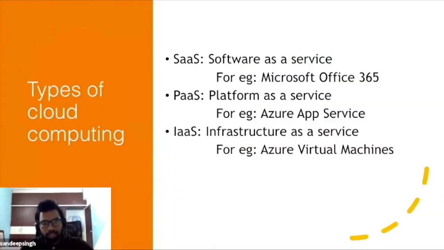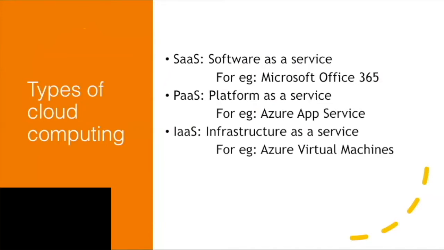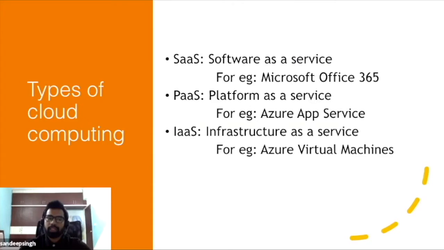So let's talk about the different types of cloud computing. There are multiple, but here we are just focusing on three: SaaS, PaaS, and IaaS, right? So what are these? What is infrastructure as a service?